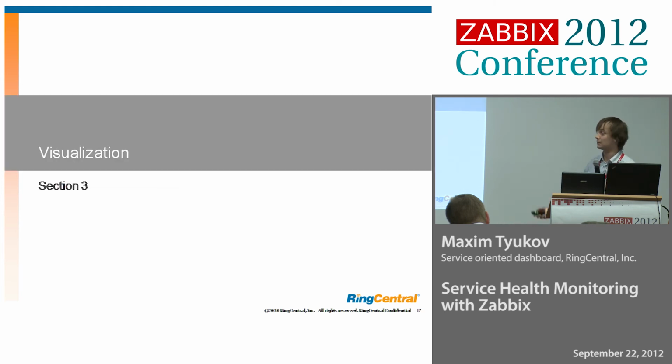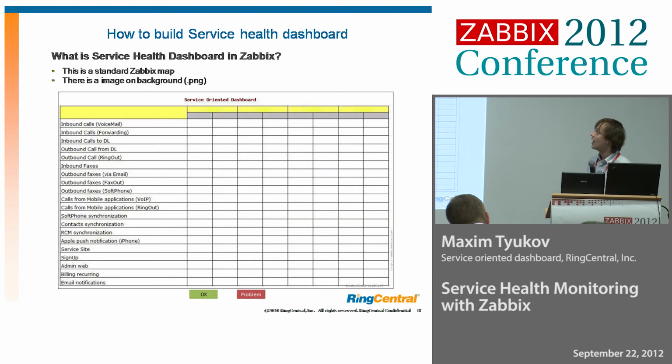So let's talk about visualization in Zabbix. What is a service health dashboard in Zabbix? This is a simple map. This is a standard map, but with a background image. The background image can be created in any visual editor. And on the left side, you see the list of services, and on the right side, the grid for statuses with different units.